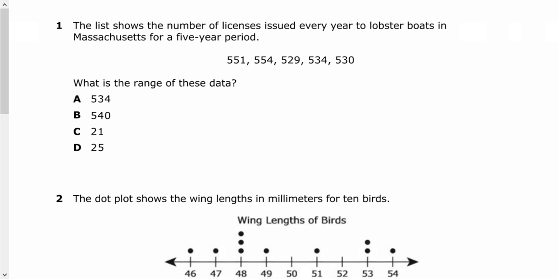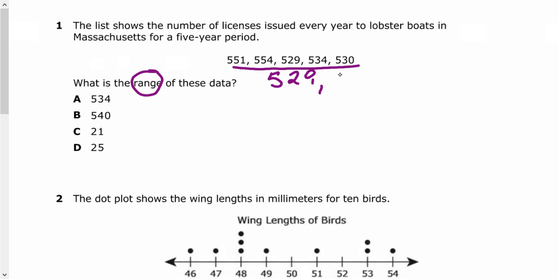Number 1, the list shows the number of licenses issued every year to lobster boats in Massachusetts for a 5-year period. What is the range of the data? So the range should be the distance between the greatest and the least number. First I notice these are not in order from least to greatest, so I'm going to take care of that first.